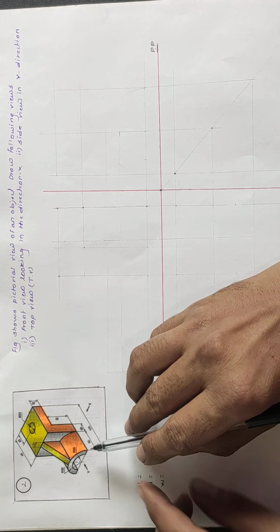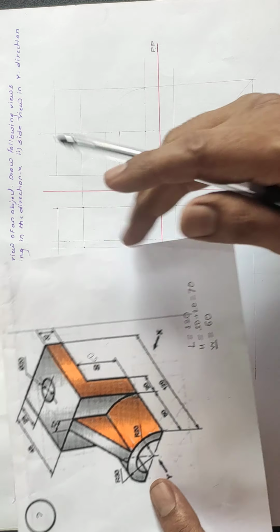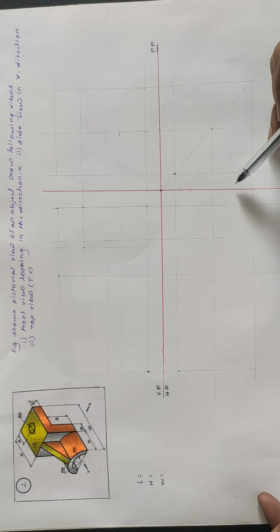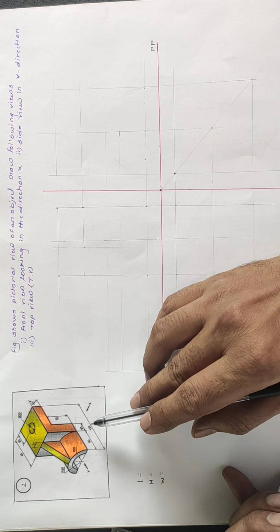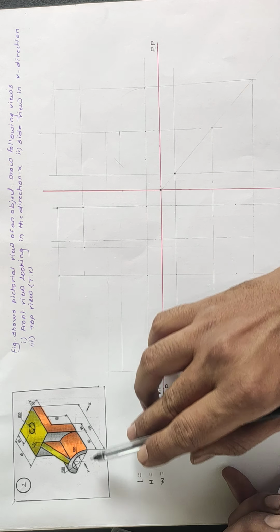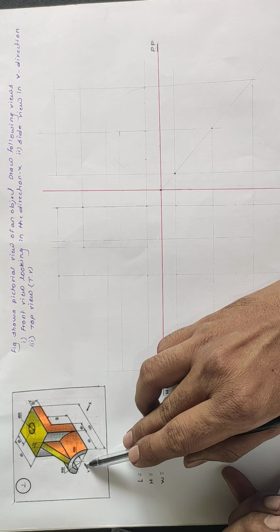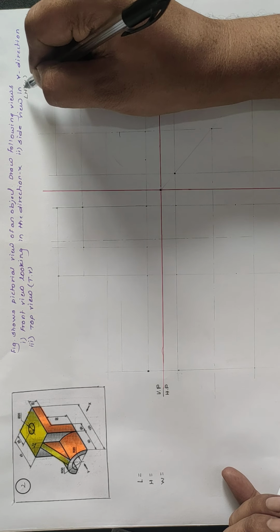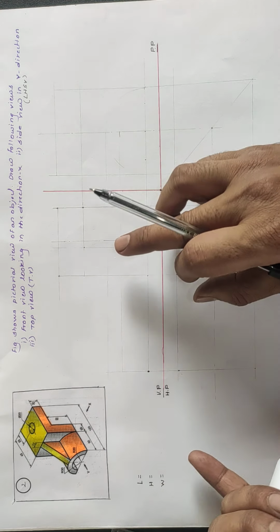For front view we check the dimensions. We start from this corner. Initially draw the horizontal and vertical lines, so finalize the position of front view, top view and side view. Front view is looking in X direction. For side view, Y direction. Side view is nothing but the left hand side view, LHSV. The left hand side view we draw towards the right side of the front view.